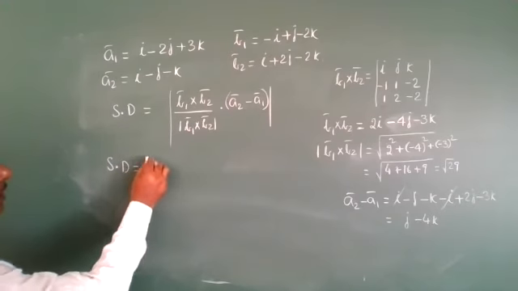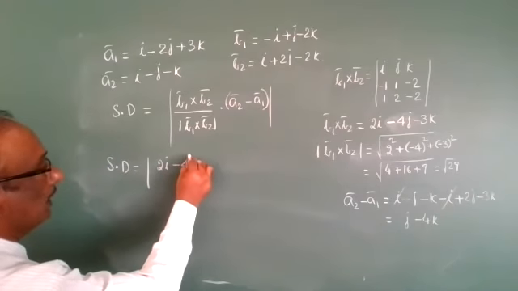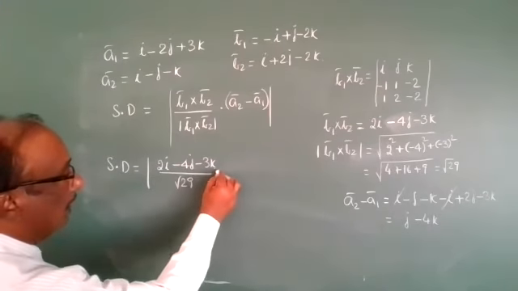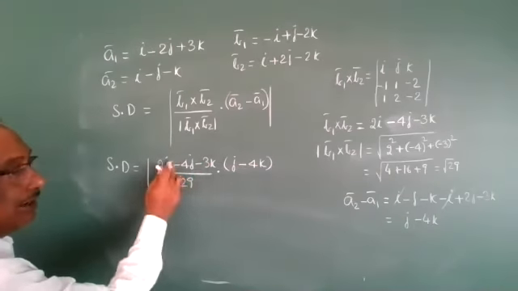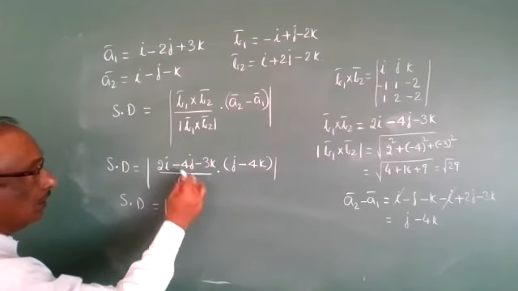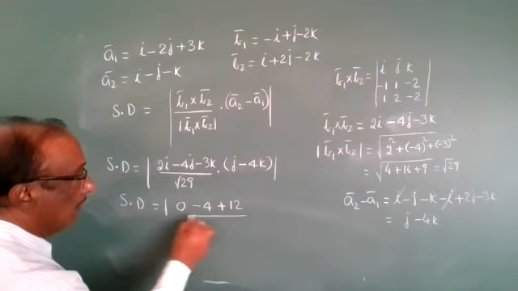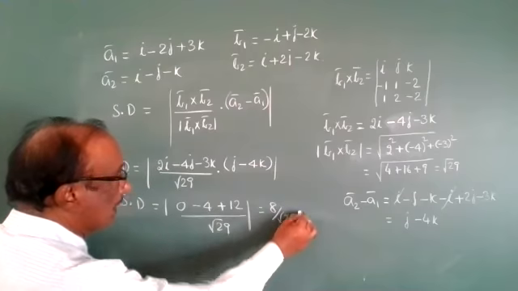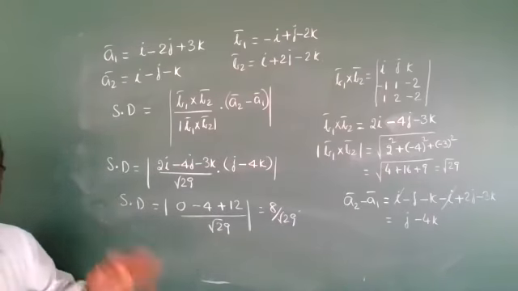Shortest distance is equal to B1 cross B2 bar, 2i minus 4j minus 3k, by its modulus value root 29, dot j minus 4k. Apply the dot product: i dot i gives 0, j component is -4, k component is +12, by root 29. The answer is 8 by root 29. Check the answer, everyone. Problems 14 and 16 are the same.